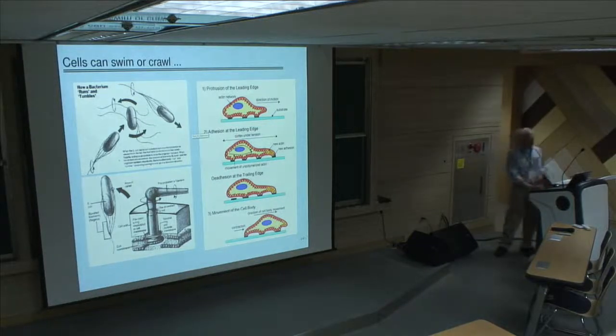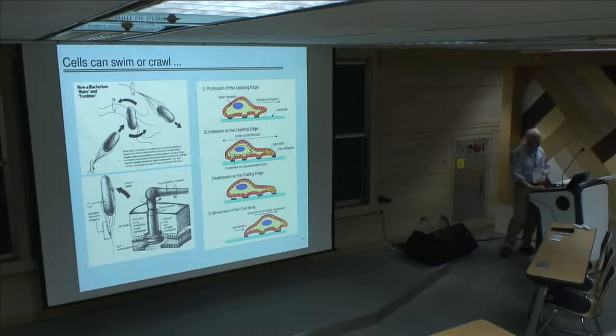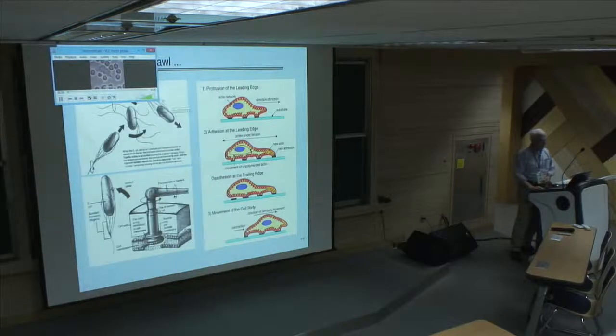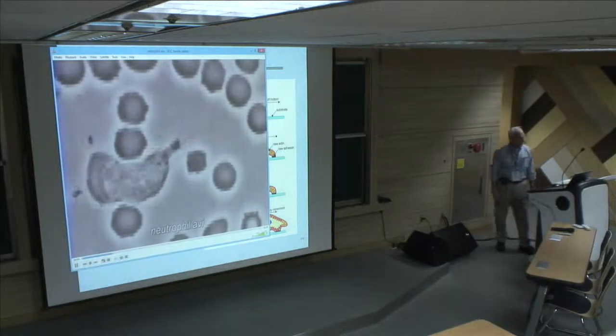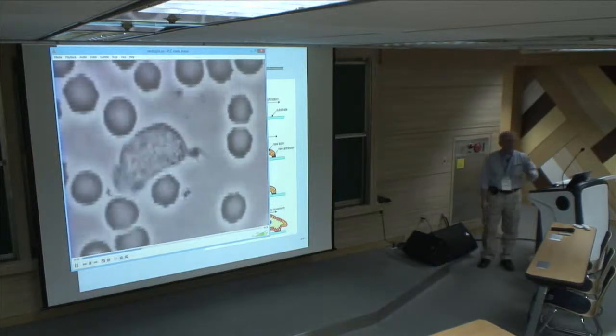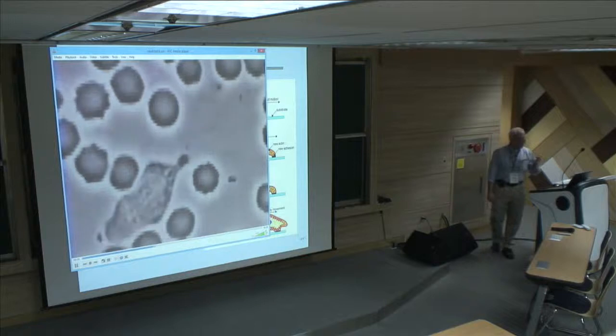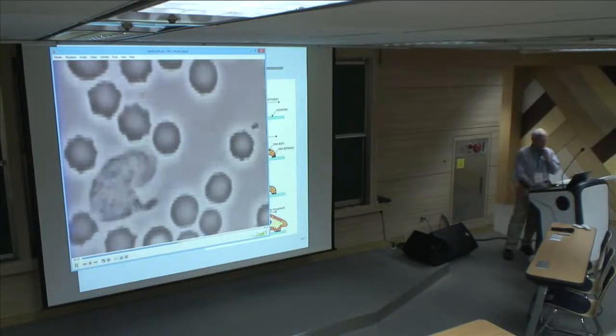And the canonical picture of a crawling cell is one that has some attachments to the substrate. It protrudes part of its leading edge, attaches that to the substrate, and then somehow pulls up the trailing edge, and by that process moves. And if you watch this leukocyte, which is chasing a bacterium, one of the things that I want you to notice in particular is how much this cell deforms itself as it's twisting and turning, trying to catch the bacterium.